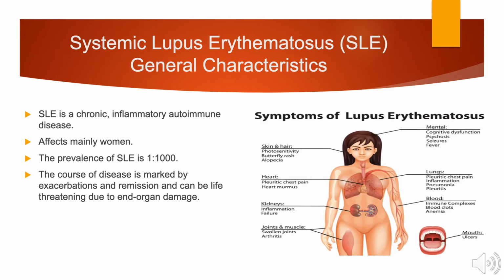The next disorder is systemic lupus erythematosus, or SLE. SLE is a chronic inflammatory autoimmune disease. It affects mainly women, usually in their childbearing years. The prevalence of SLE is 1 in 1,000. The course of disease is marked by exacerbations and remission and can be life-threatening due to end organ damage, particularly in the kidney or central nervous system. Again, the exact etiology of SLE is unknown.